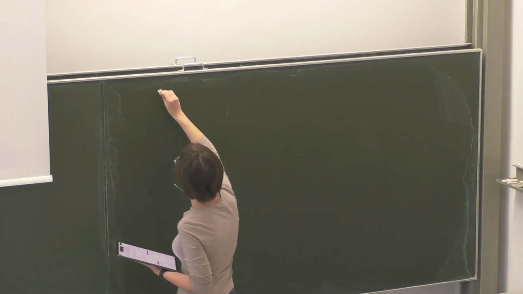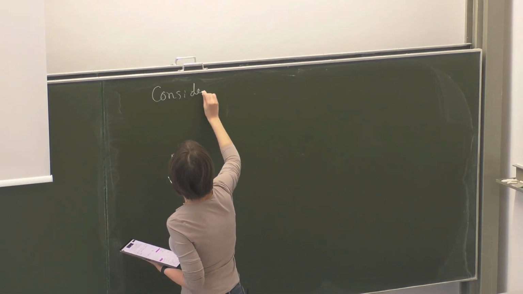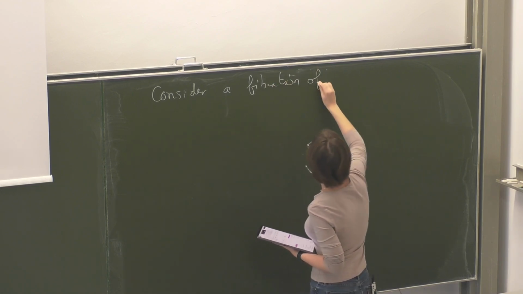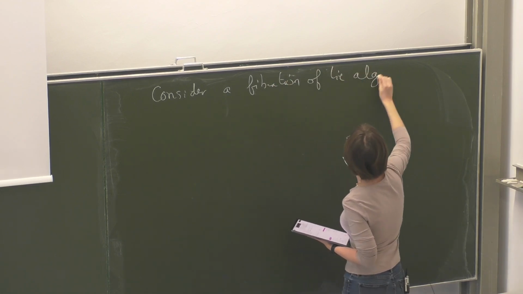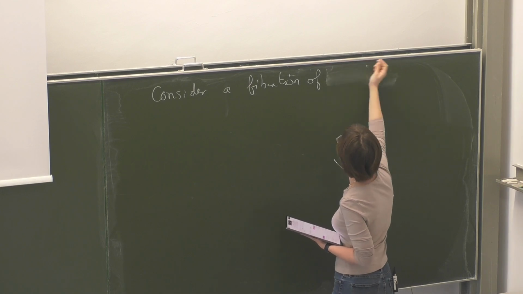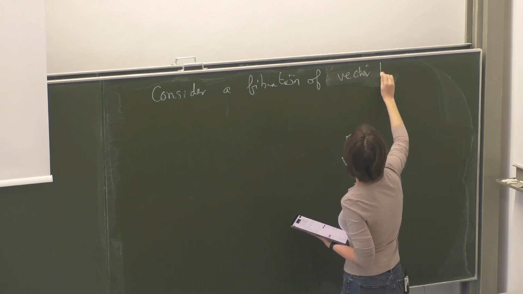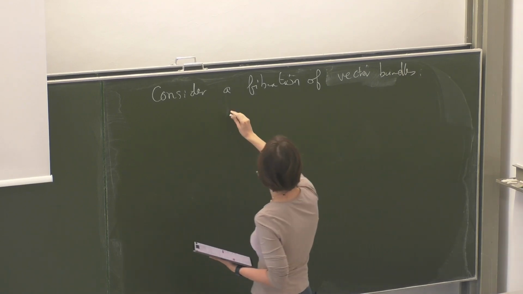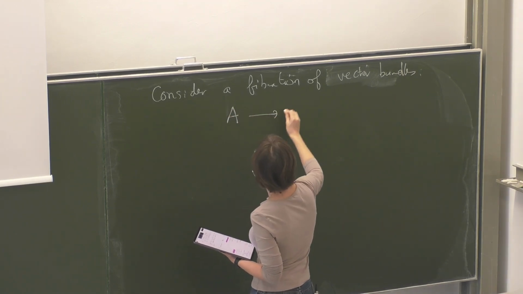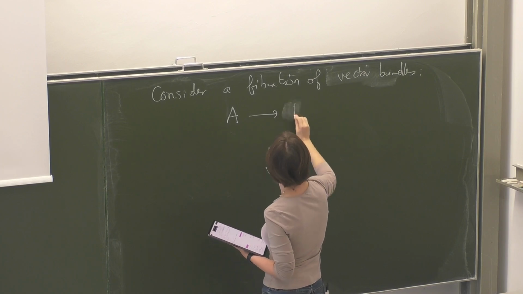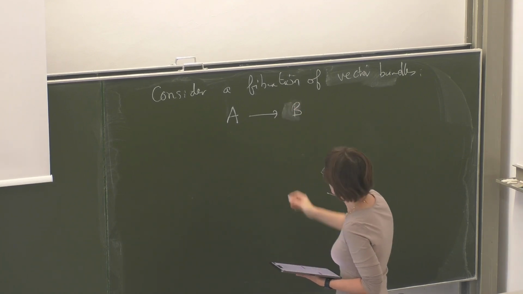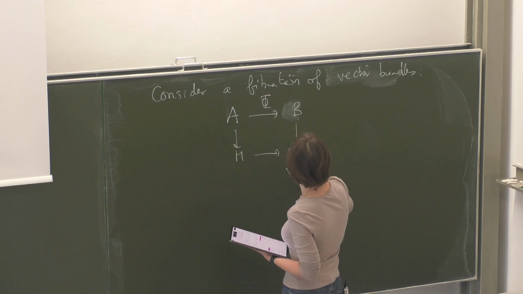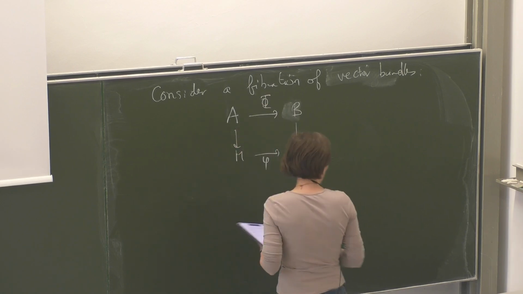So now we consider a fibration of the algebroids. So first of all, let's say they are vector bundles. We're going to add the algebroids later, but let's still call them A. So you have A to, let's say, B. You have phi, and phi is over a map little phi.